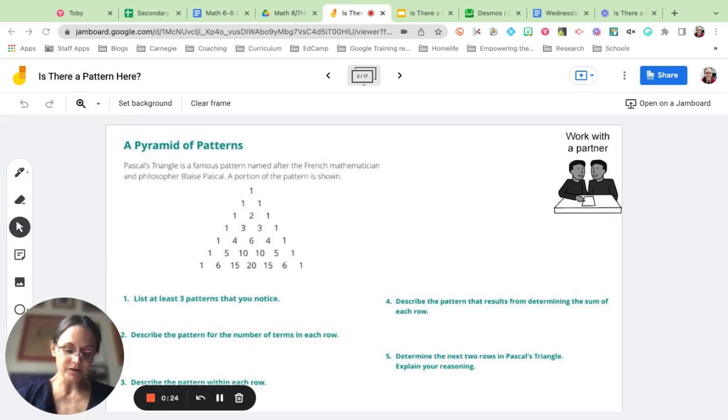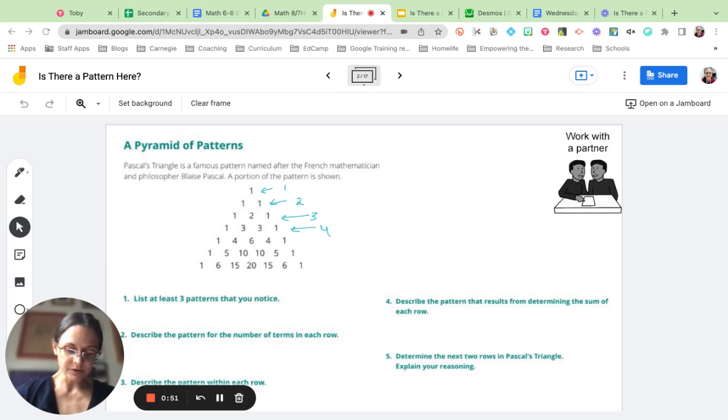What you're going to do with your partner first, you're going to notice at least three different patterns. There's a lot of them. You'll describe the pattern for the number of terms in each row. So, for example, this row has one term. This row has two terms. This row has three terms. This row has four terms. So that's what you're going to describe, how the number of terms in each row is changing.